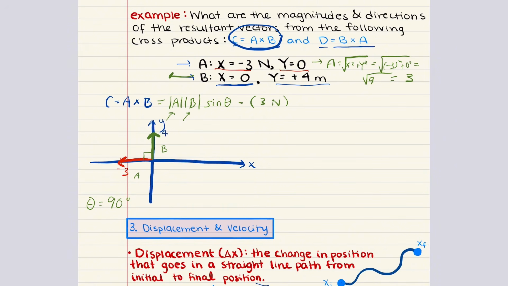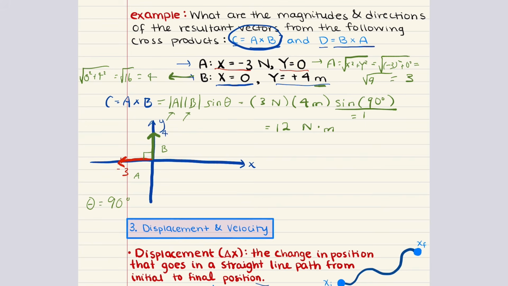What about vector B? What's the magnitude of vector B? We're going to do the same thing. It's going to be the square root of x squared plus y squared, which is 0 squared plus 4 squared. That's going to give us the square root of 16, which is equal to 4. So vector B is 4 meters. And this is going to be multiplied by sine theta. Theta is 90 degrees. Now sine theta, sine 90 degrees, is equal to 1. So what we have here is 3 times 4 times 1, which is equal to 12 newtons multiplied by meters. Okay, so that's the magnitude of vector C.